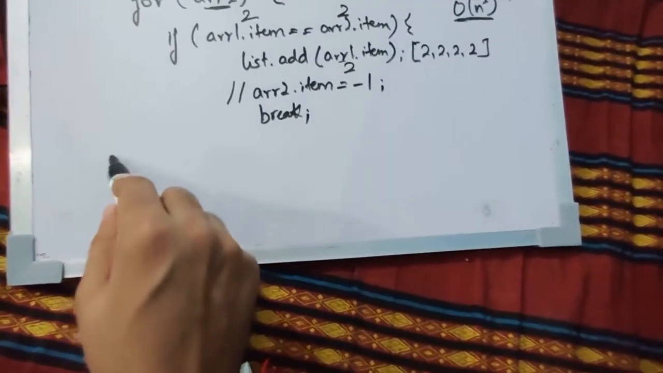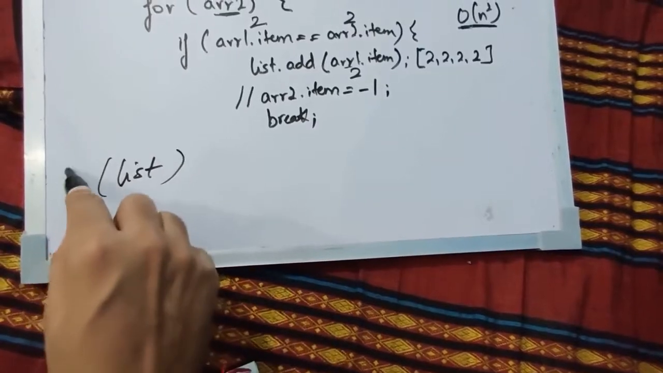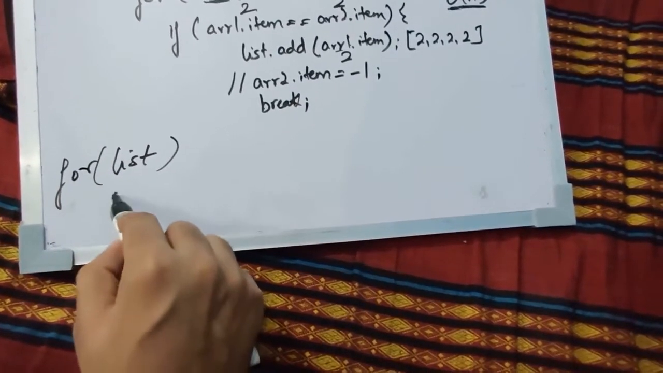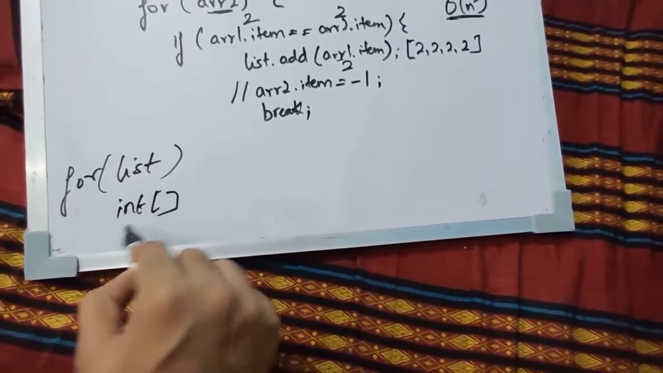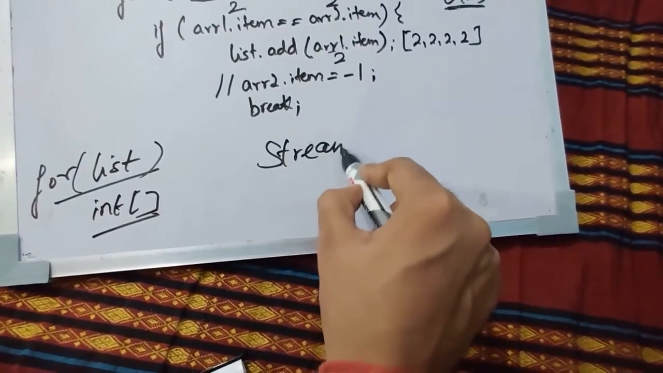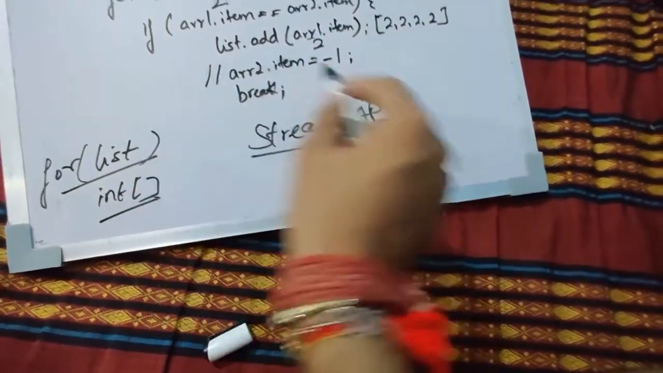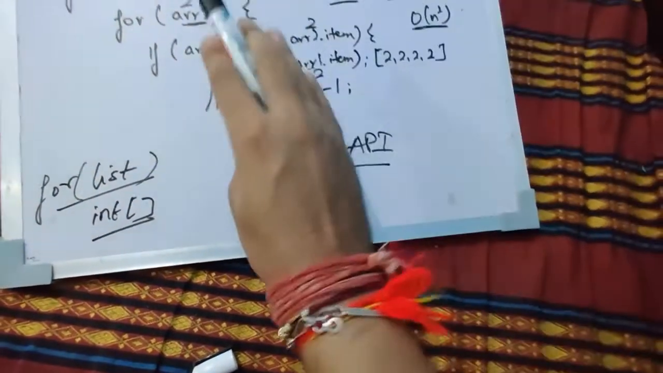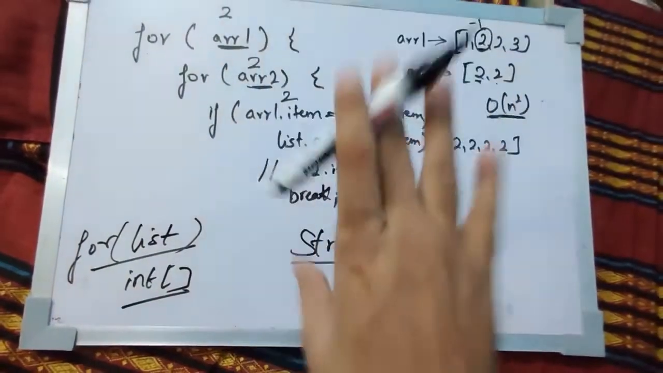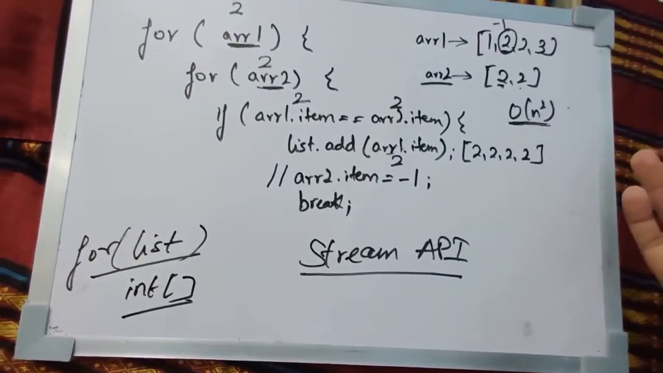Again, when you have a list, you can iterate over the list and then add it to an integer array, right? Or you can use the stream API to convert the list to int and then return it. So this is the first logic. Now this has a complexity of O(n)², so it will take much time.